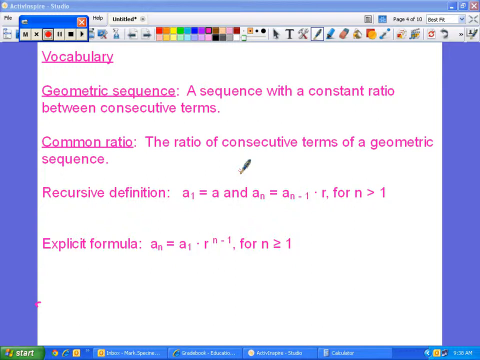Underneath the two vocabulary terms are the same two formulas we use for an arithmetic sequence. A recursive definition, which is helpful to find the next term in a sequence. So if you have the third term and you're asked to find the fourth term, you would use the recursive definition. And then of course if you're looking for a term down the road, 9th term, 10th term, whatever, you use the explicit formula. But you'll find the way we go about doing these things is going to be the same. So if you understood arithmetic sequences, I don't expect that you will have difficulty with geometric sequences.